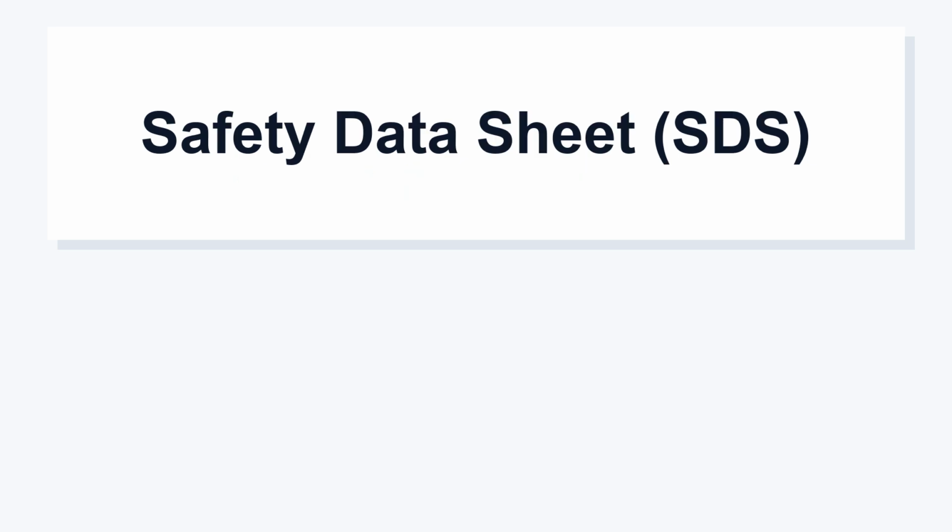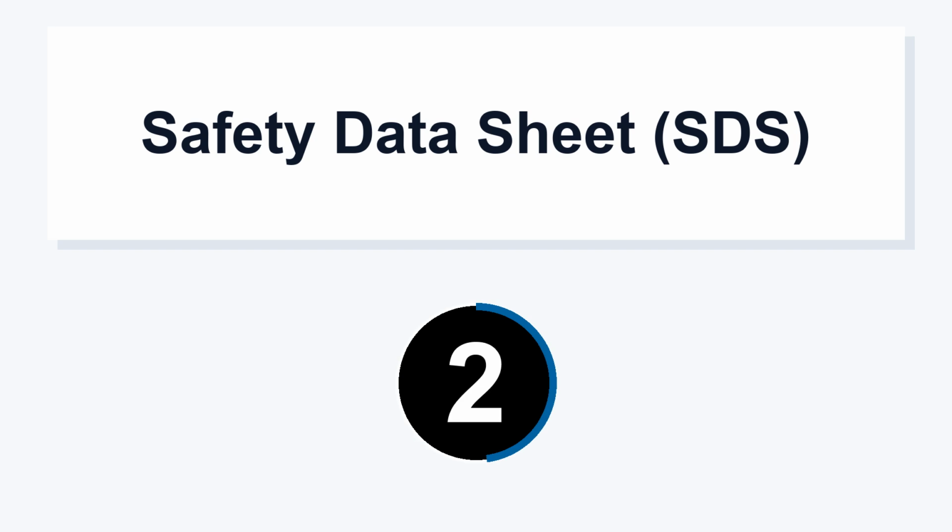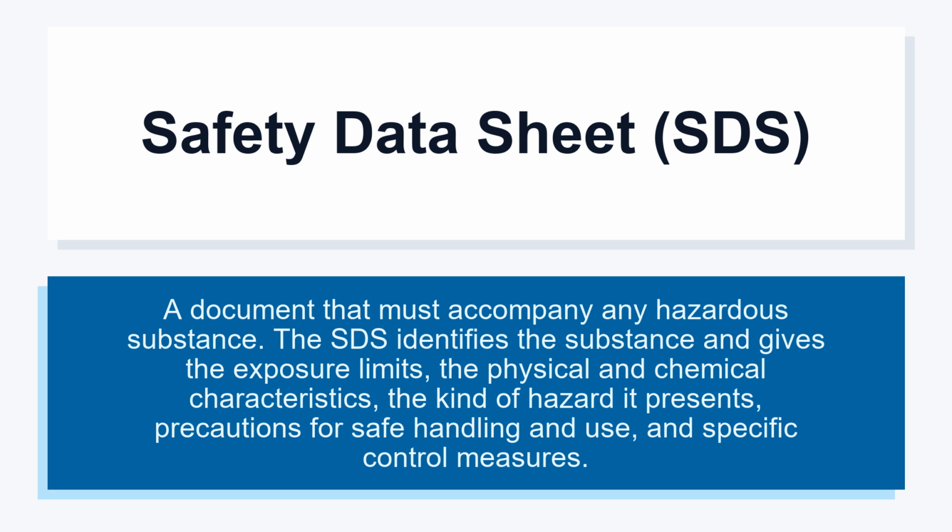Safety Data Sheet, SDS. A document that must accompany any hazardous substance. The SDS identifies the substance and gives the exposure limits, the physical and chemical characteristics, the kind of hazard it presents, precautions for safe handling and use, and specific control measures.